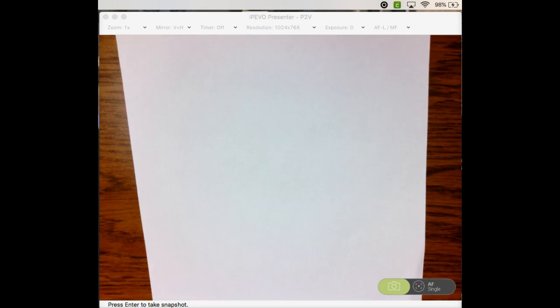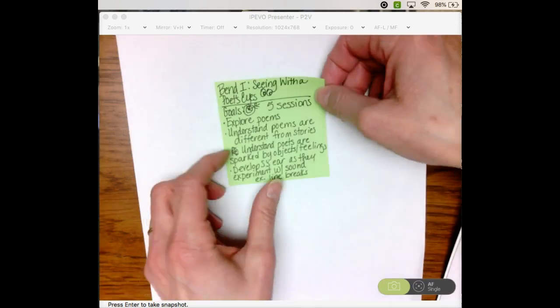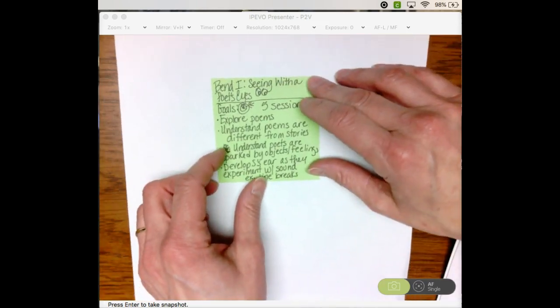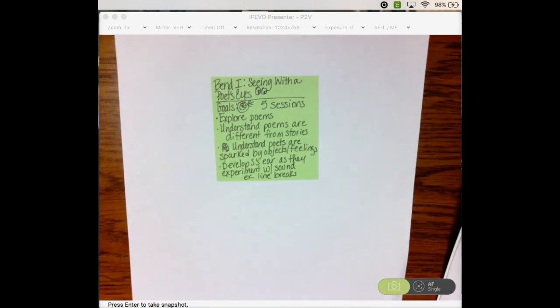All right. Now we're going to get into talking about the different bends. So in bend 1, this is where the kids are going to start seeing with a poet's eyes. It's going to be 5 sessions long, and you're going to have them start by exploring poems. So you want to put lots of different types of poems in front of them and have them explore those poems. You want them to understand that a poem is different from a story. So you could have them compare and contrast poems and narrative type of text.